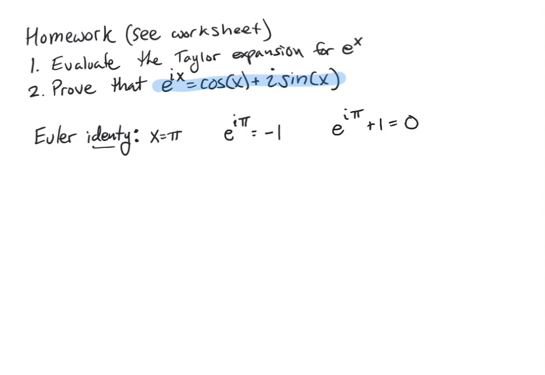I just realized I spelled identity wrong. So e to the i pi plus 1 equals 0. I mean, it just seems like a random collection of things, but some people have called it the most beautiful equation in all of physics because it relates 4 of the most fundamental numbers that we deal with in mathematics. It relates e, which is a very special number. It relates the imaginary unit i. It relates pi, another very special number, and 1, the multiplicative identity, and 0, the additive identity.